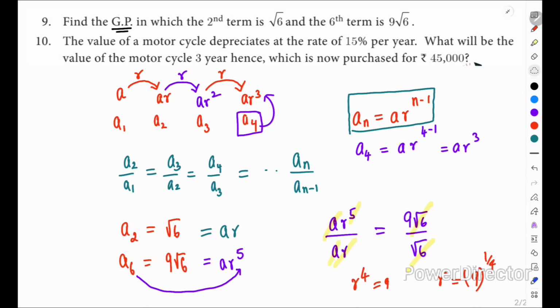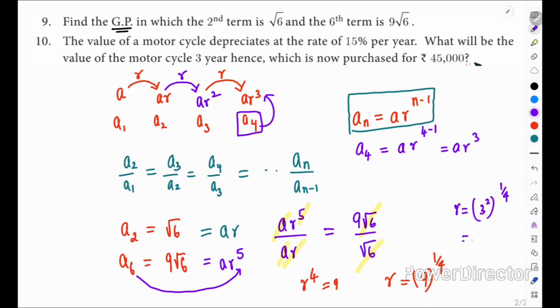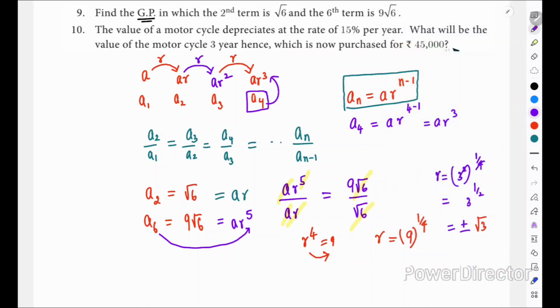If you know how to write this 9 power 1 by 4, I can write R is nothing but 3 square power 1 by 4, and I can cancel this, so I get 3 power 1 by 2. That's nothing but plus or minus root 3. You should always write plus or minus. Why plus or minus? Because you are actually taking the 4th root. So R is equal to plus or minus root 3, right?